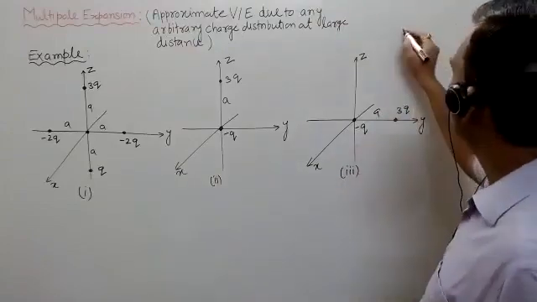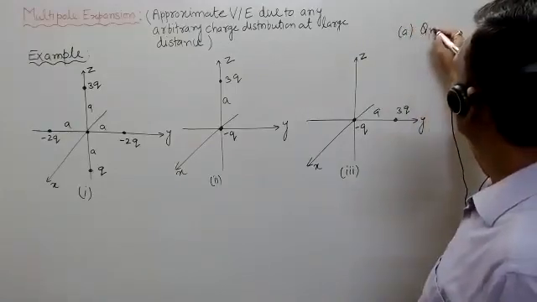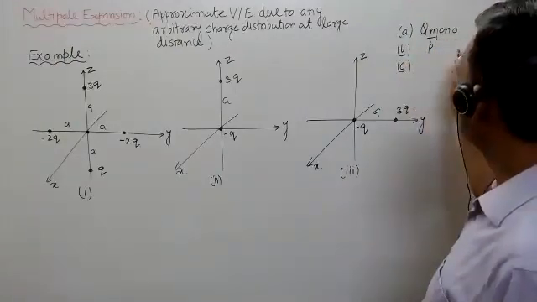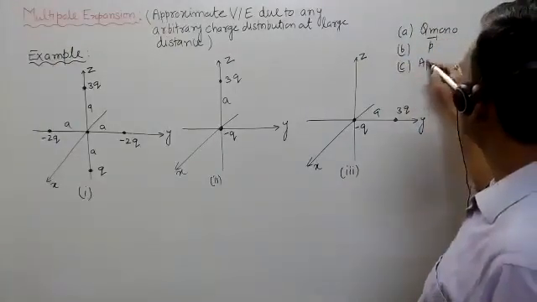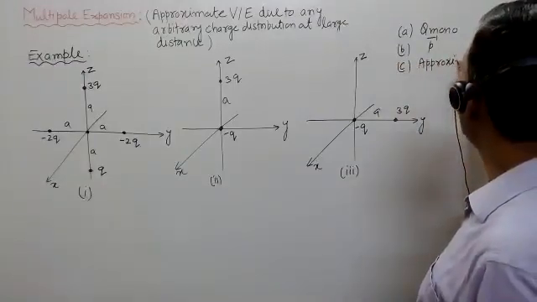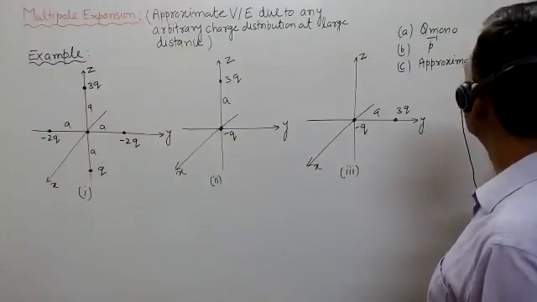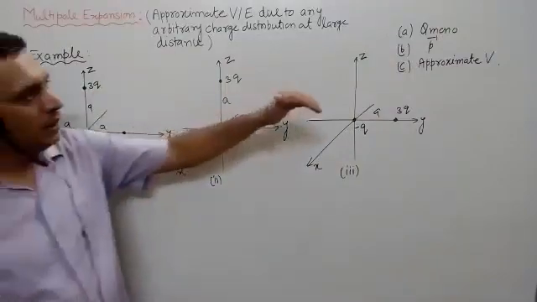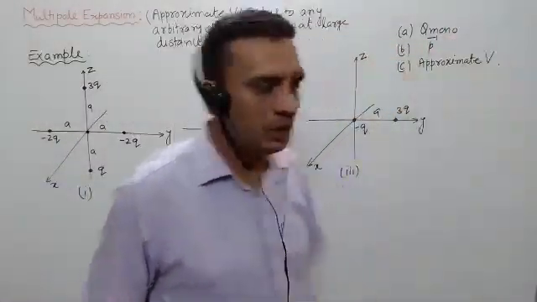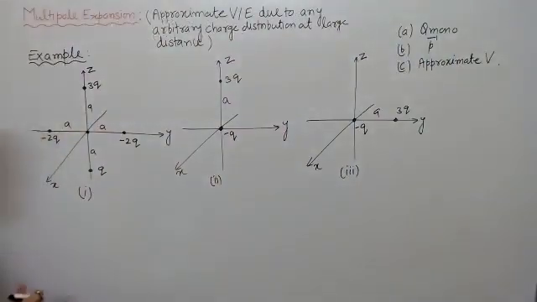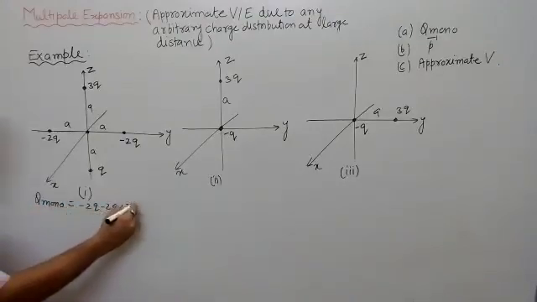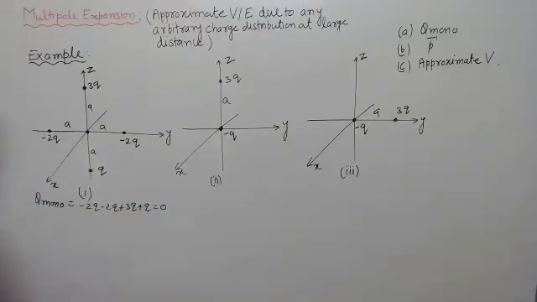In these examples, you have to first find Q mono, then find the dipole moment, and see the approximate potential. Write down the approximate V. In each case, you have to find Q mono, dipole moment, and the approximate potential. So in case 1, what will be Q mono? Minus 2Q minus 2Q plus 3Q plus Q. Sum of all charges, this will be 0.